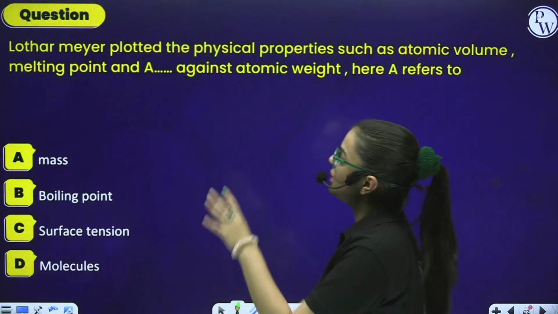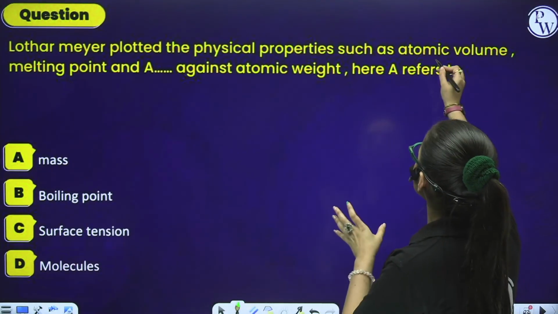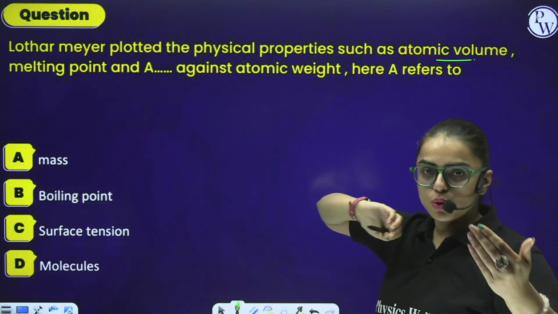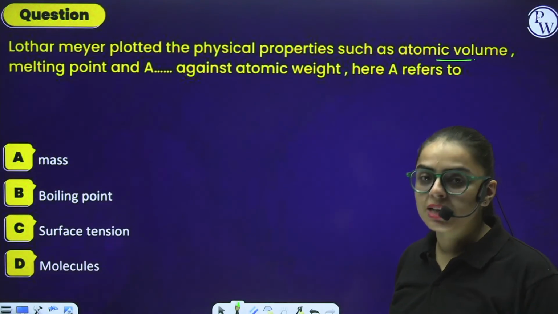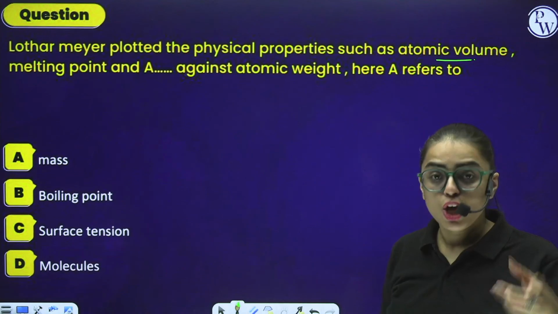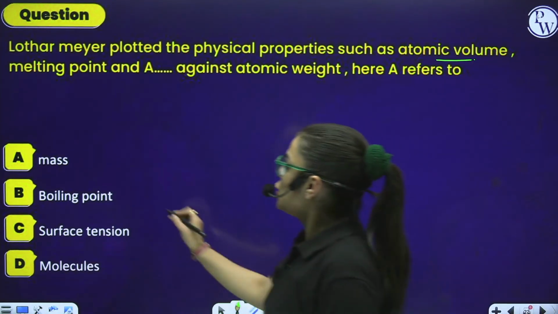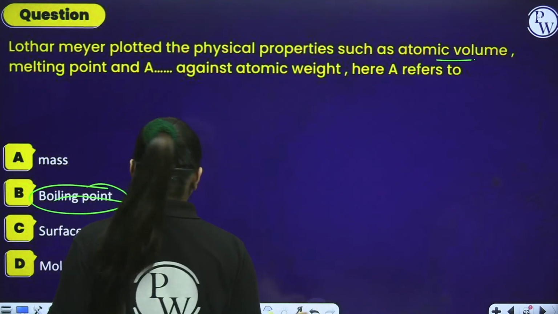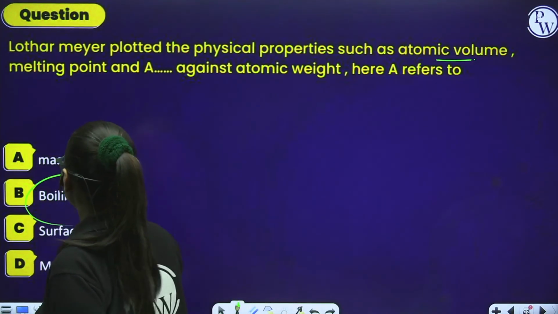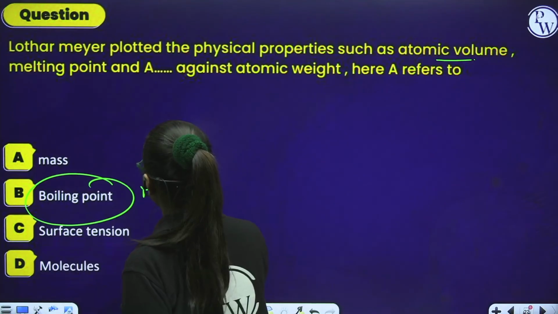So students, let me tell you, he plotted the physical properties such as atomic volume. Though he showed the graph between atomic volume and atomic mass, he explained the physical properties. All the physical properties like melting point, boiling point, atomic volume were plotted. So the answer over here will come out to be boiling point.